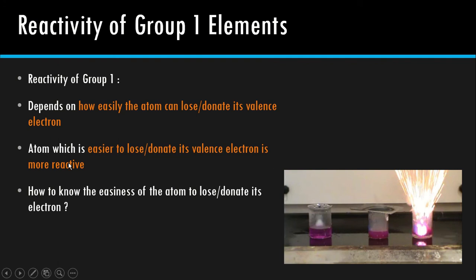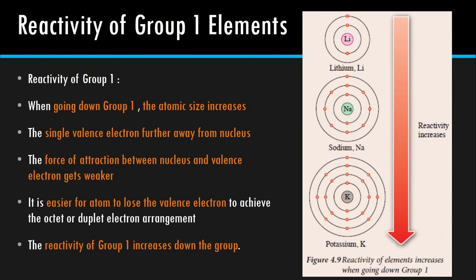So kat sini dia punya prinsip, this one you have to memorize. Okay, lagi senang dia donate ataupun lagi senang dia release electron, lose electron, menyebabkan atom tu makin reactive, more reactive. Okay, so how to know the easiness of the atom to lose its valence electron? Okay, this one dia punya cerita you have to memorize and understand. So lebih kurang 5 point.